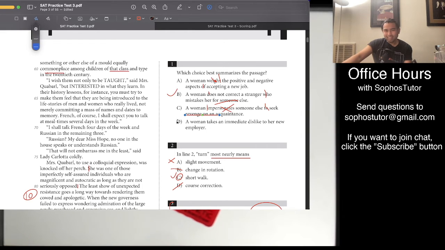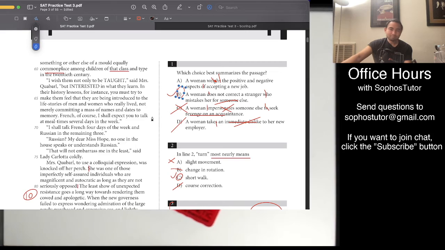To really be sure, to seek revenge? No. Yeah, this is way extreme. Definitely 100% wrong. D, a woman takes an immediate dislike. No, not really. I can't sense a dislike either. She's quirky, but no. So I would go with 1B.